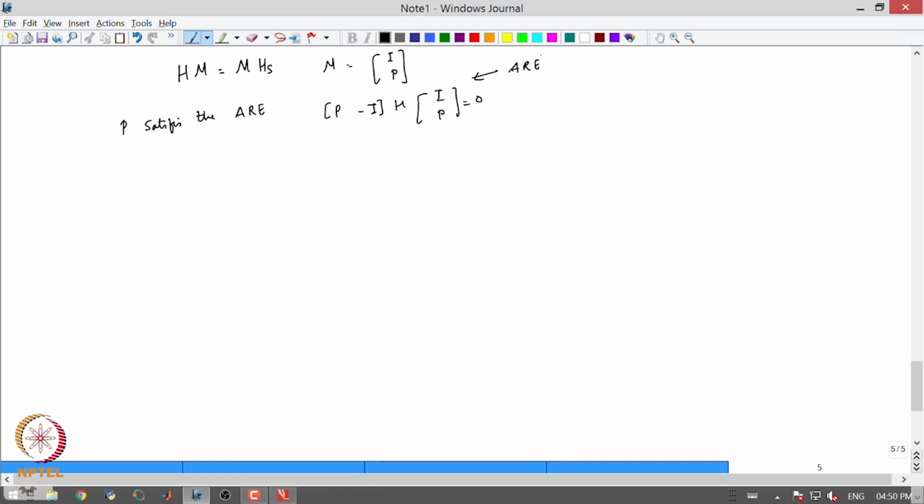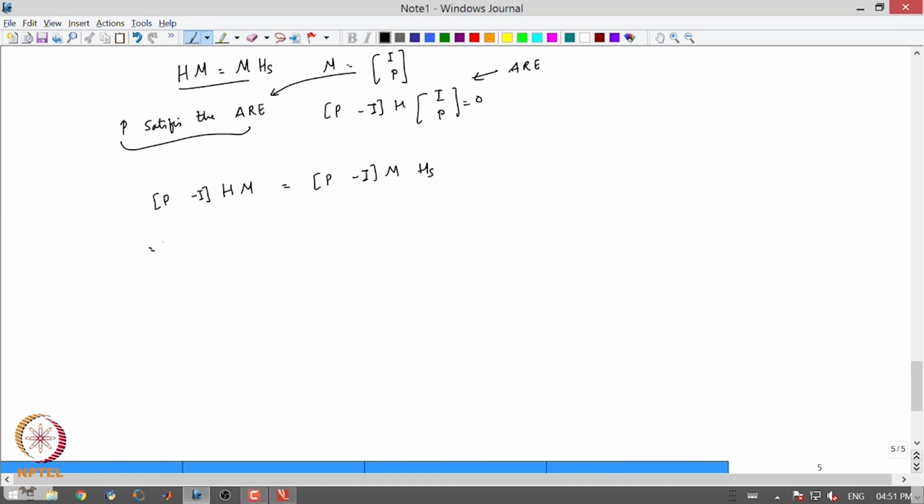Okay, perfect. So just to prove, what was the first statement to prove? That this P which comes from here actually satisfies the A R E. Okay, so take this expression again here, H M, and then left multiply this with P and minus I. On the right hand side I will still do the same. I have P minus I M H S.